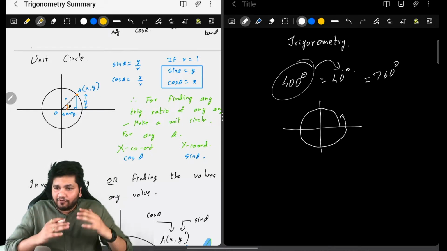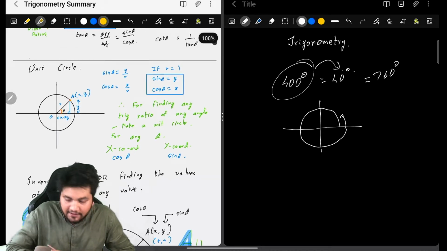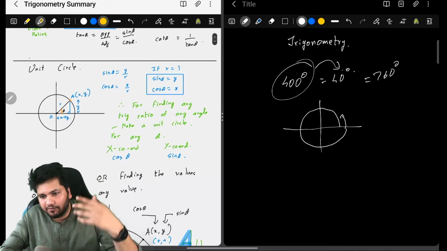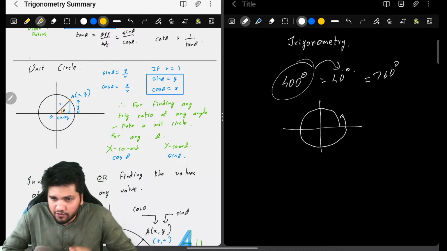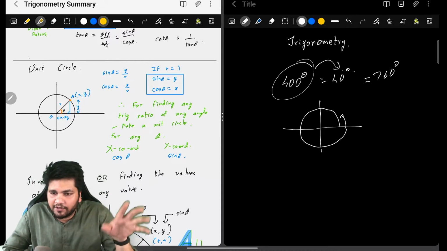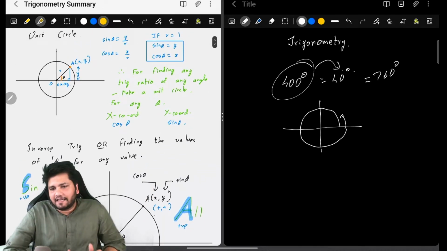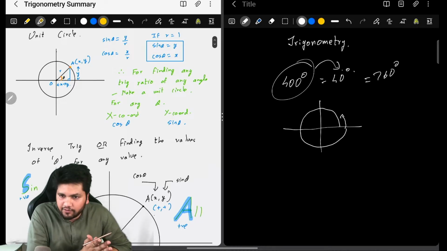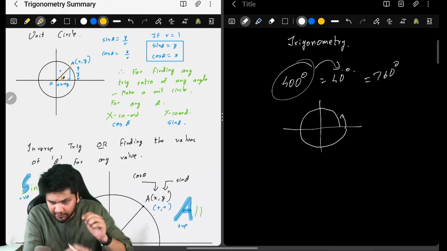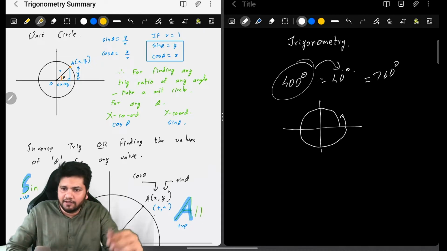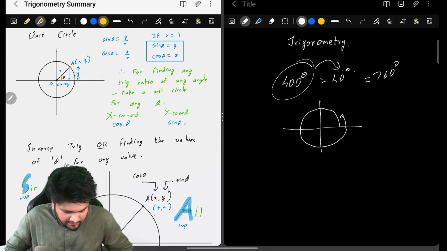So in short, for finding any trigonometric ratio of any angle, make a unit circle, that is a circle of radius 1 centimeter, 1 meter, 1 kilometer, whatever. And whatever the x coordinate and y coordinate of that point on the circle would be, those are nothing but your cos theta and sin theta in simple words. Now, this is actually important when we need to find the inverse trigonometric, like finding the value of the trigonometric ratio at a particular point, or if I know the value, at what angle we get that value. For that also we need this.